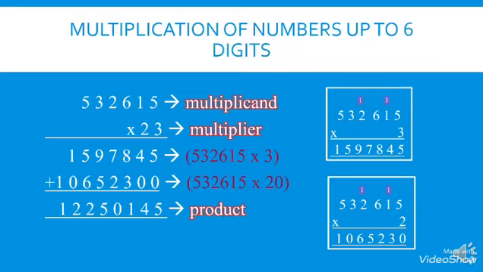9 plus 5 will be 14, plus 1 will be 15. We will write 5. 1 will be carry. 6 plus 5 will be 11. Plus 1, 12. We will write 2. 1 will be carry. And 1 plus 0 will be 1. Plus 1 will be 2. And 1 as it is.